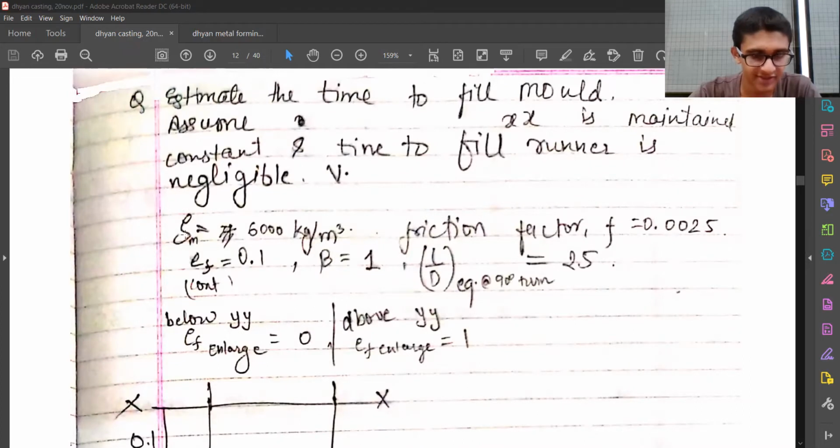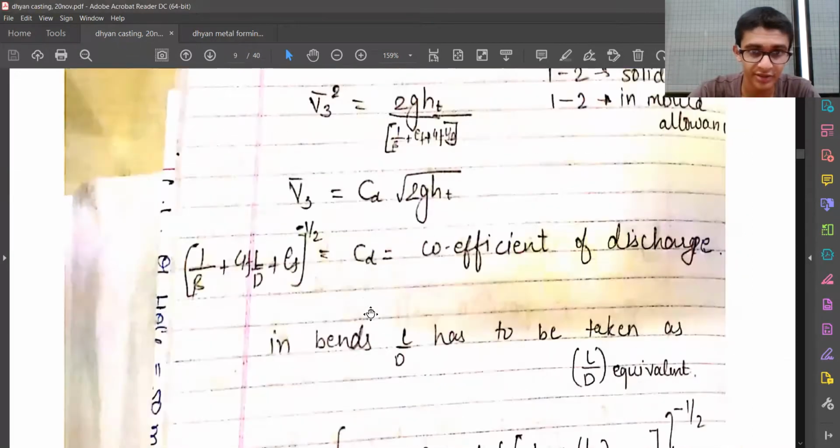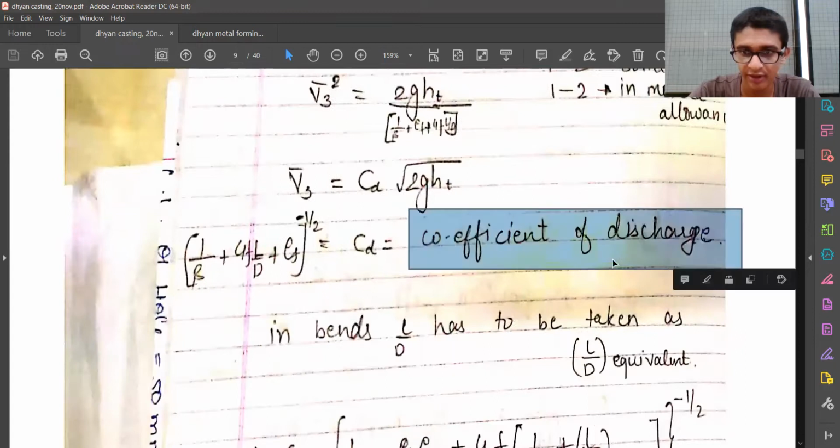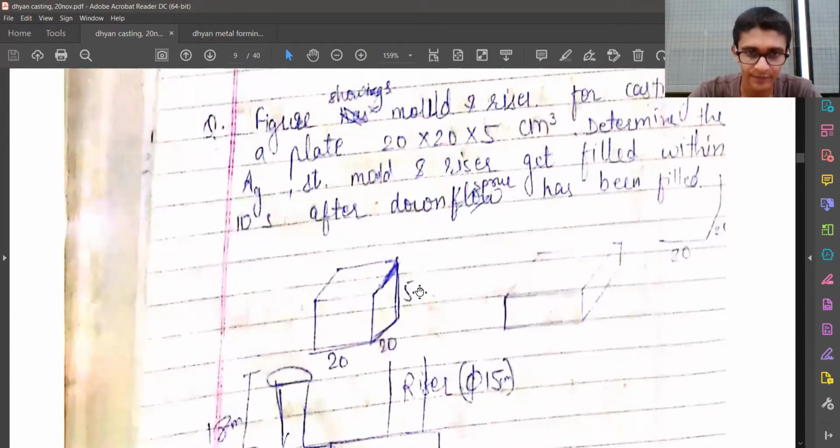Rho m, that is the density of the mold, is given. Friction factor F value is given. So obviously they are not telling us to assume the ideal case; friction is there. So we need to take all the friction values and use the coefficient of discharge which we have derived earlier. So this concept will be useful. This CD will be used now.